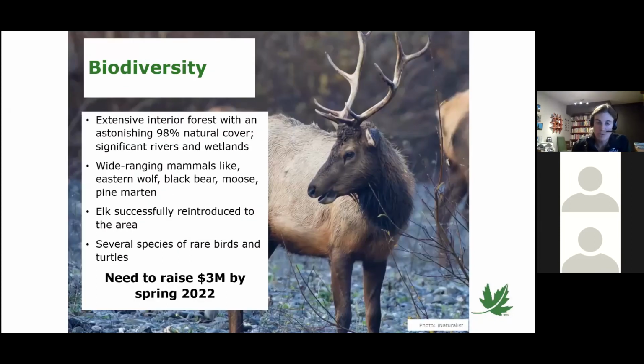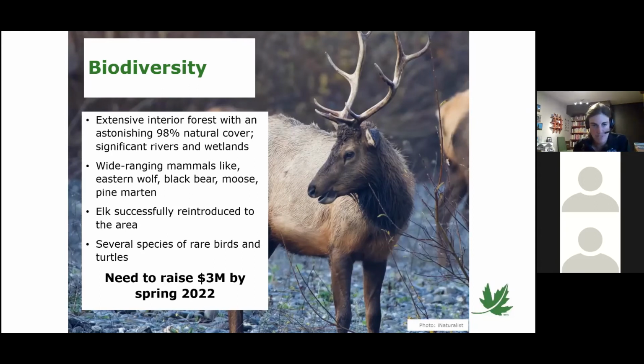Of course, it's really important for biodiversity as well. There's extensive interior forest habitat with big wetland areas and river systems and so forth. Lots of wide-ranging mammals, including, in fact, a reintroduced elk population, which are doing super well. So conserving this habitat is going to be really exciting to help support that population. Of course, lots of species of rare breeding birds, turtles, rare plants, the whole works. So we're super excited about this.